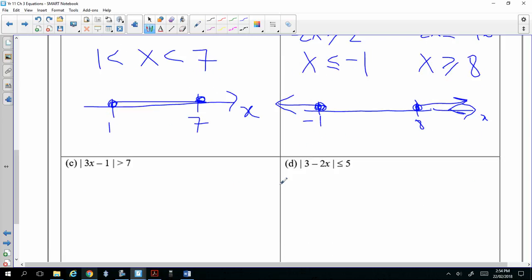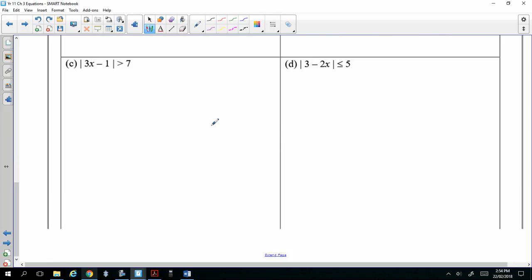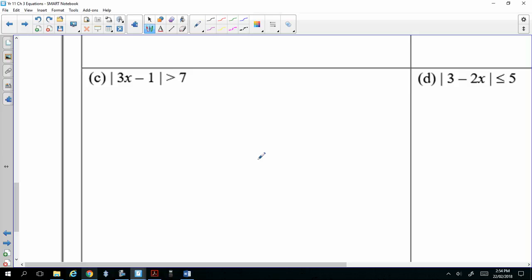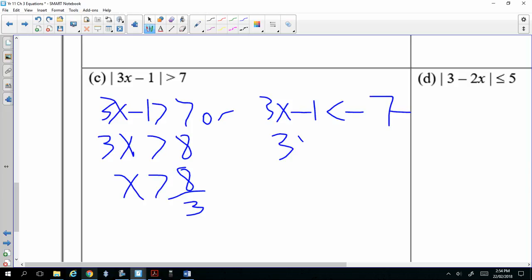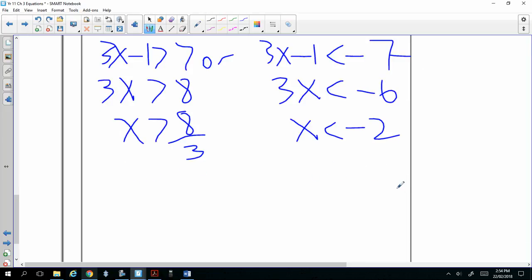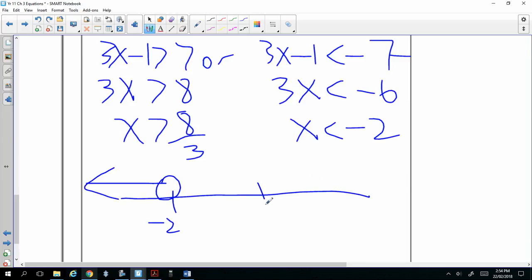Okay, so we've got bigger than. Remember, for bigger than, you do 7 or less than negative 7. So 3x bigger than 8, so x is bigger than 8 over 3, or 3x less than negative 6, x less than negative 2. So you could go like this: negative 2 less than, or 8 over 3 more than. That's all you have to do when you draw the graph on the number line.